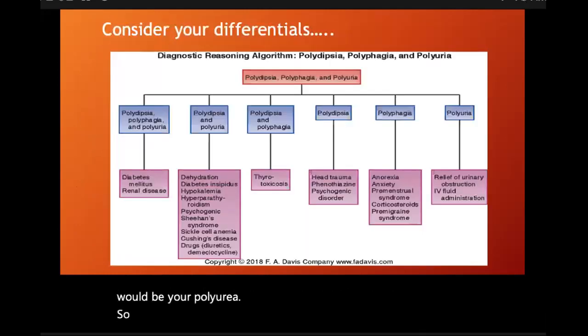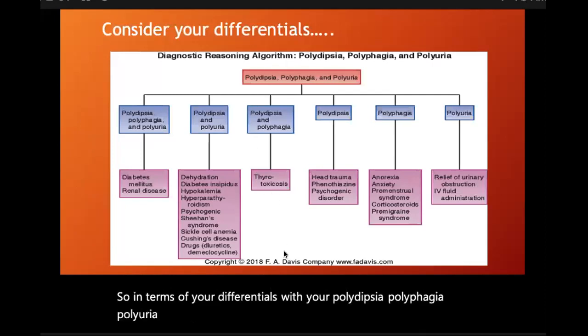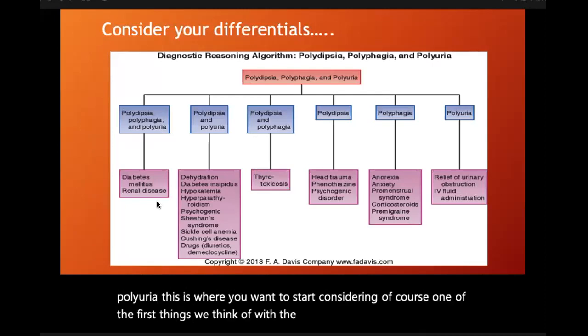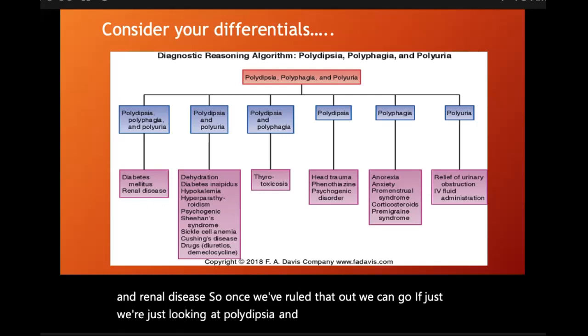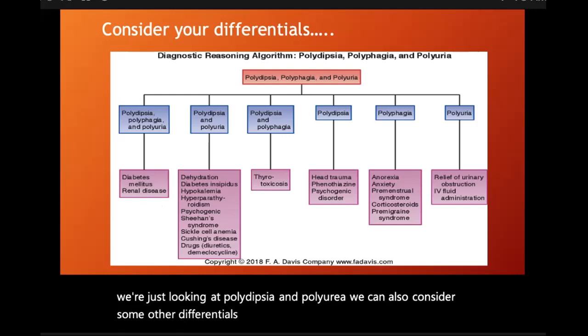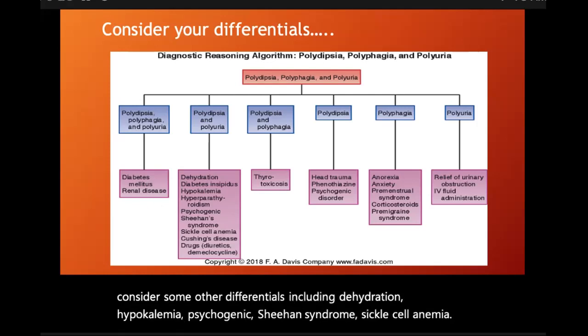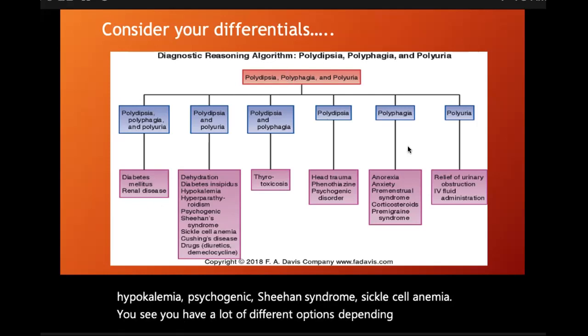So in terms of your differentials with your polydipsia, polyphagia, and polyuria, this is where you want to start considering. Of course, one of the first things we think of with the 3 Ps is diabetes mellitus and renal disease. So once we've ruled that out, if we're just looking at polydipsia and polyuria, we can also consider some other differentials, including dehydration, hypokalemia, psychogenic causes, Sheehan syndrome, sickle cell anemia. You see, you have a lot of different options depending on which P is presenting itself.